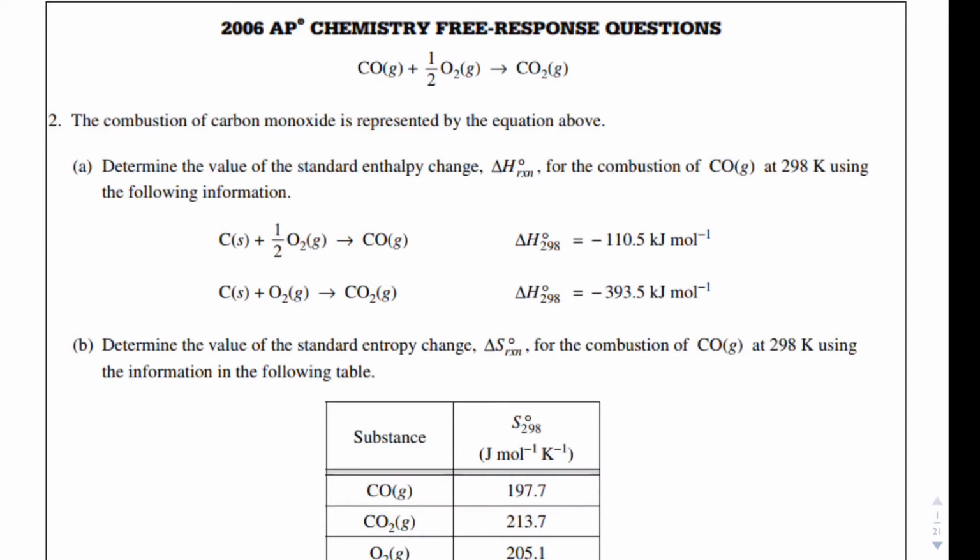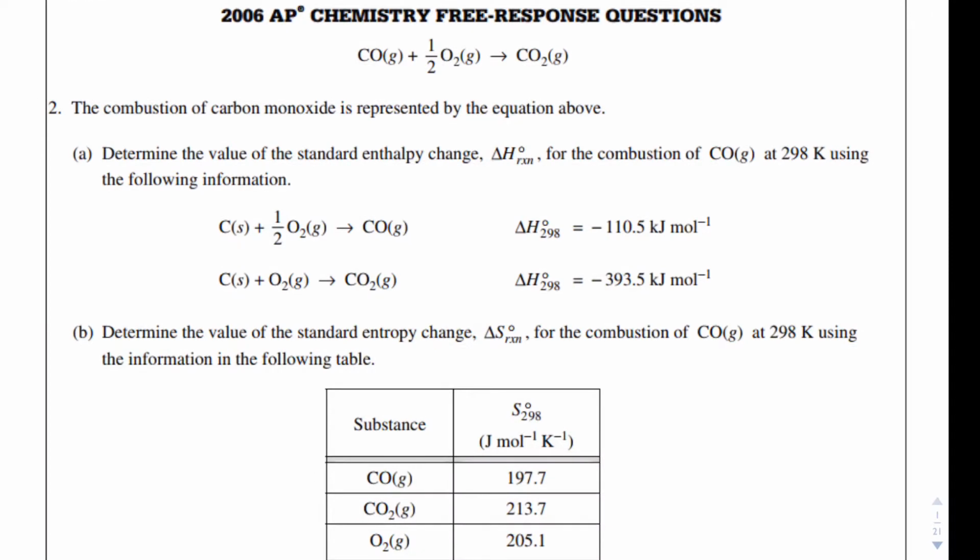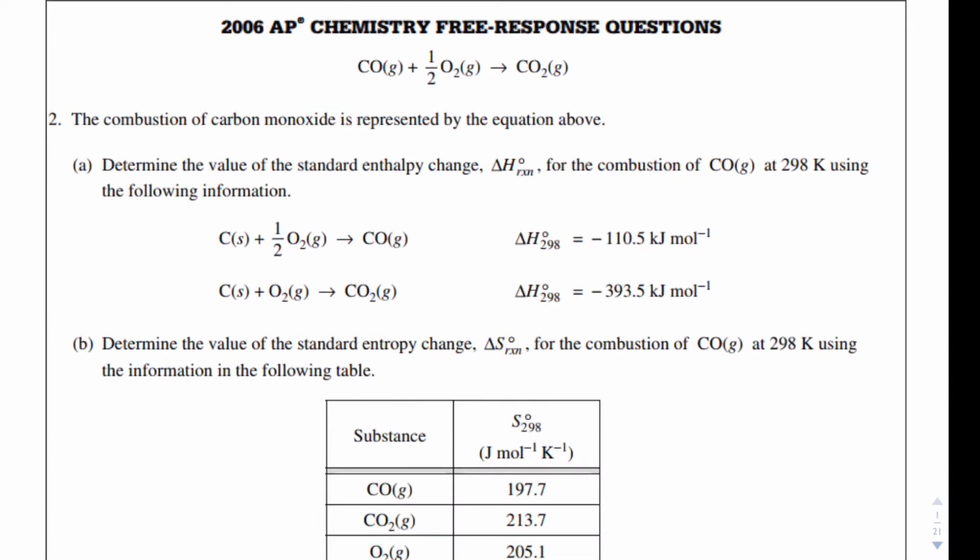In this video, we're going to take a look at question number 2 from the 2006 AP Chemistry free response questions. So here we have a combustion of carbon monoxide represented in that equation. And it's sort of a weird combustion because we don't have a hydrocarbon, but the CO is burned in oxygen. And in A, it says determine the value of the standard enthalpy change, delta H, for the reaction for the combustion of CO at 298 Kelvin using this information.